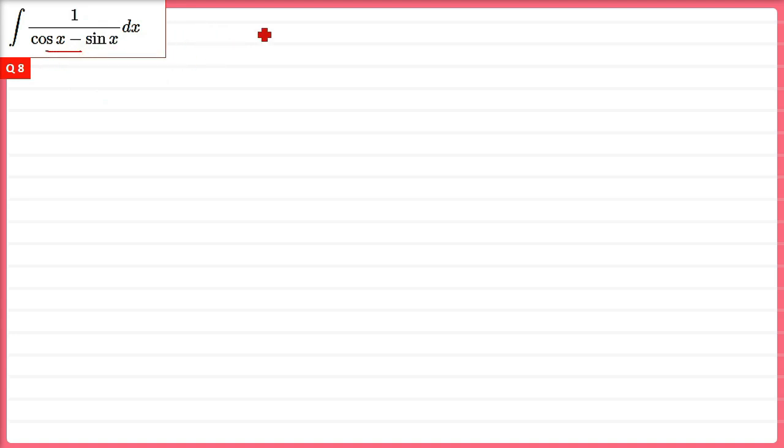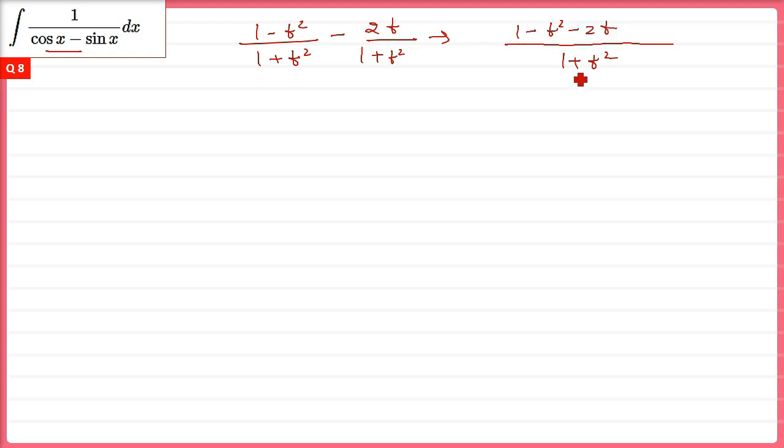We have cos x, 1 minus tan square x by 2 divided by 1 plus tan square x by 2. I am just writing t as tan x by 2, just to show you in an easier way how to simplify this. Minus sin x, in place of sin x I am writing 2 tan x by 2 divided by 1 plus tan square x by 2. So we will take this 1 plus tan square x by 2 as the LCM. So 1 minus tan square x by 2 minus 2 tan x by 2 has come in the numerator.